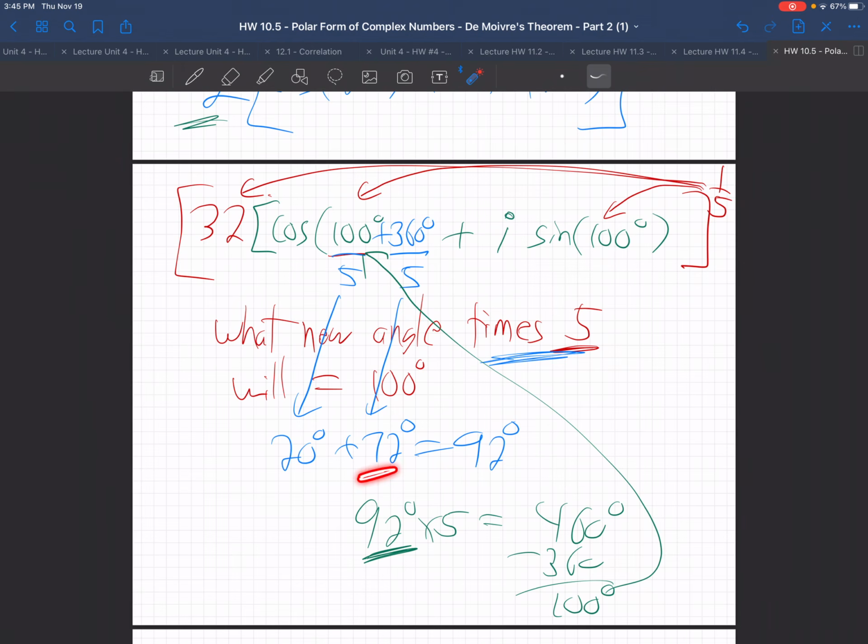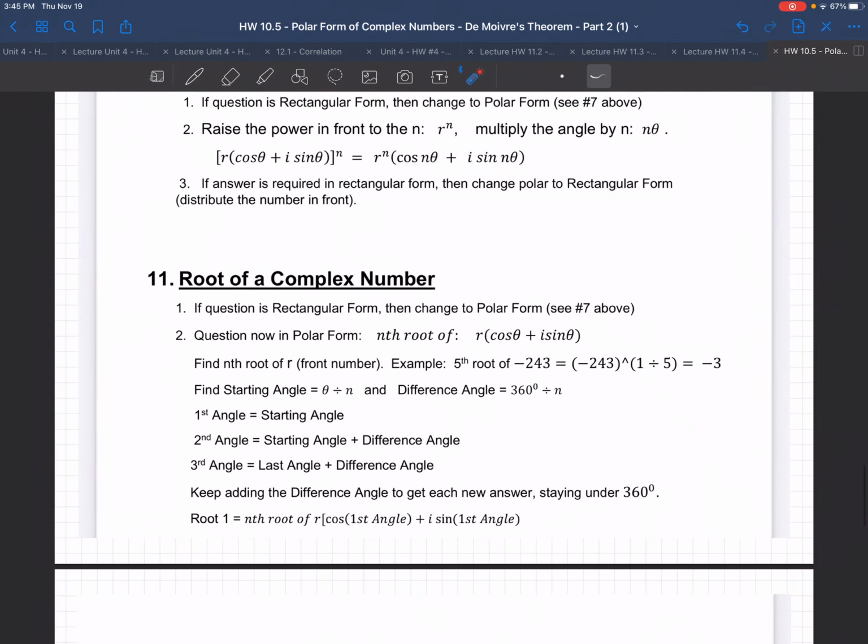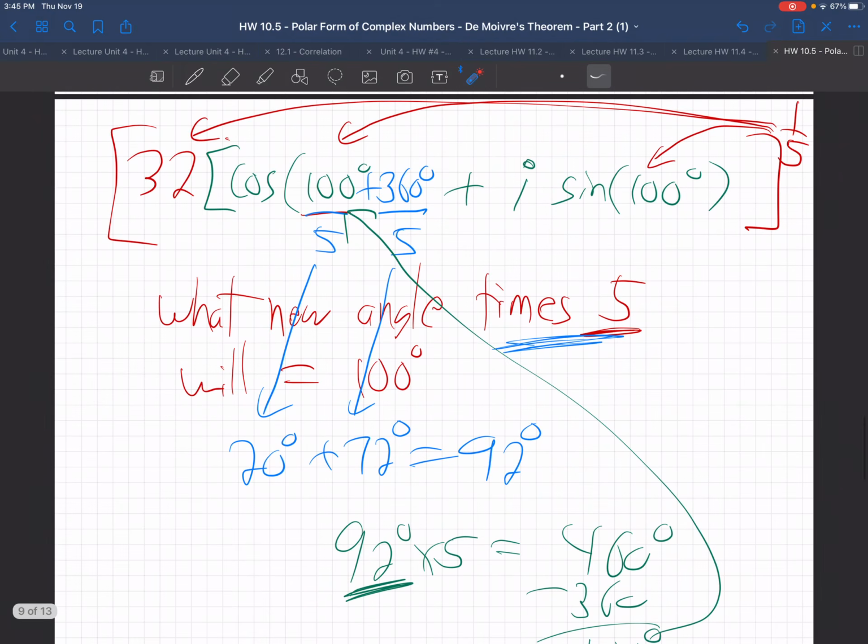So that's where you get what I call the difference angle, right here, where I say the starting angle is theta divided by n, and then there's this difference angle, which is 360 divided by n. Right? 360 divided by n. So here's theta, this is theta divided by n, and this is 360 over n, isn't it? That'll work also. And you can do it again.